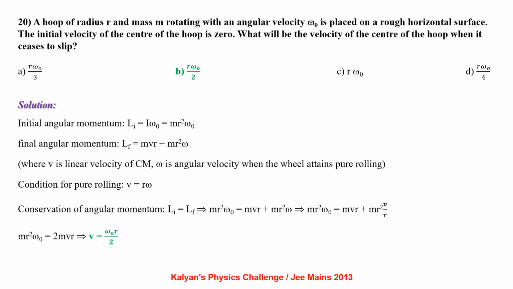A hoop of radius r and mass m rotating with an angular velocity omega naught is placed on a rough horizontal surface. The initial velocity of the center of the hoop is 0. What will be the velocity of the center of the hoop when it ceases to slip?